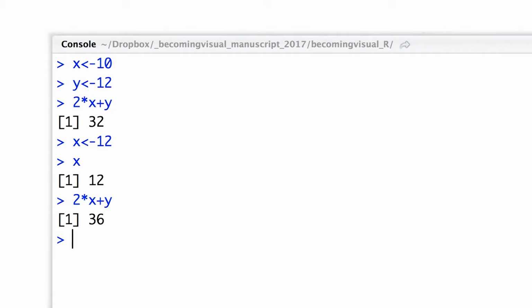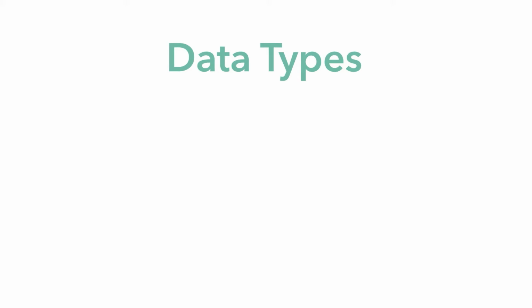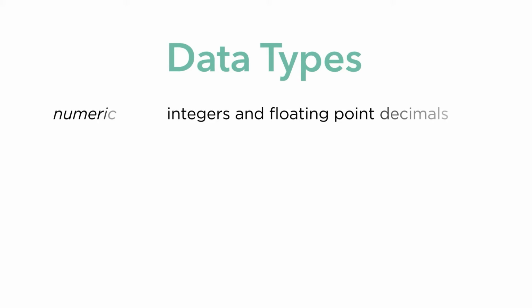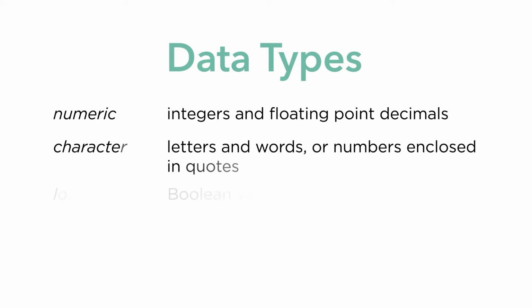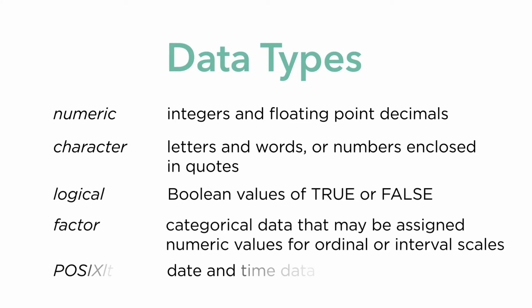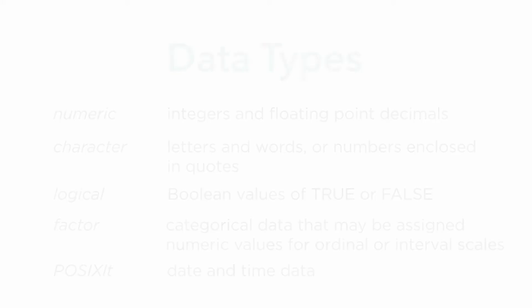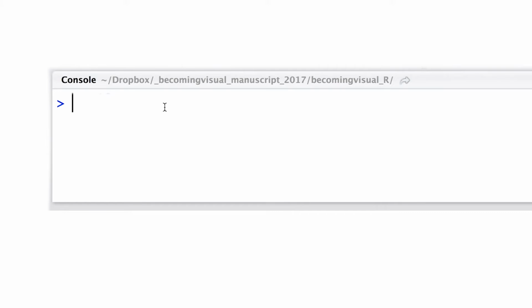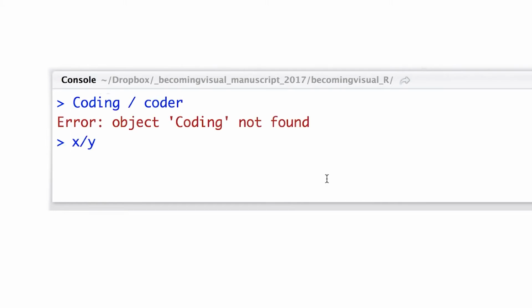Data types. Data comes in many forms: integers, decimals, letters, words, logical, categorical, date, time, and many more. It's essential to know the type of variable you're working with. This is because you can only perform certain functions and operations on certain types of variables. For example, you can't divide the word coding by the word coder. However, you could certainly divide x by y.